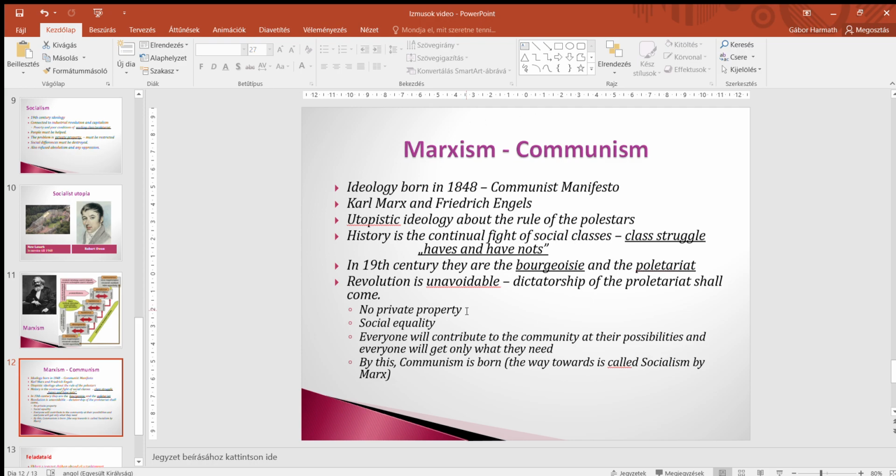And what will come is a revolution, a proletariat revolution, which brings dictatorship of the proletariat. And this means that there won't be private property, there will be social equality. It doesn't matter what you have, no one will have anything, the community will have everything. Everyone will contribute as much as they can. And by this, communism will be born. The way towards this is called socialism, but the dictatorship of the proletariat must be done. So communism is an ideal future of humanity if the revolution will come true. This is what Marx believed.